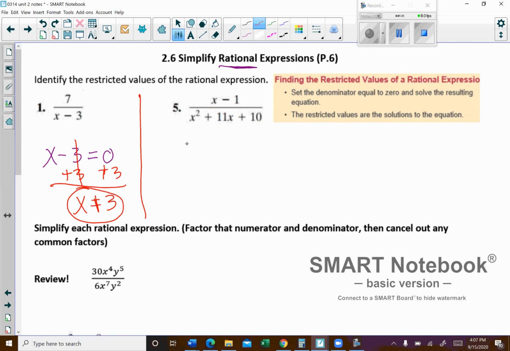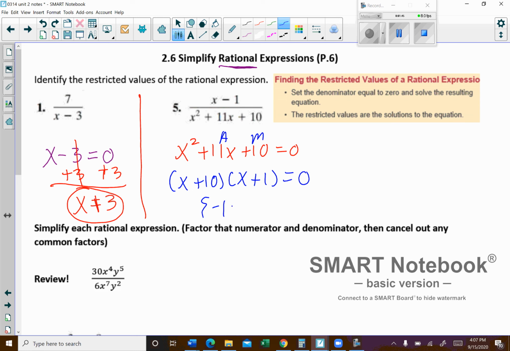All right, then our next example, same idea. Take the denominator, which in this case is a quadratic, and set that equal to 0. We want to solve this, and the best way to solve it is by factoring. So we'll go ahead and do the A&M method. This should be x plus 10, x plus 1.